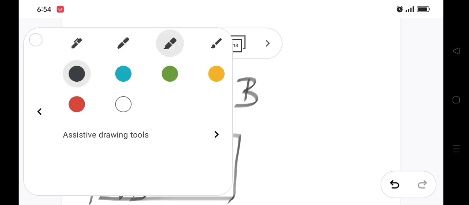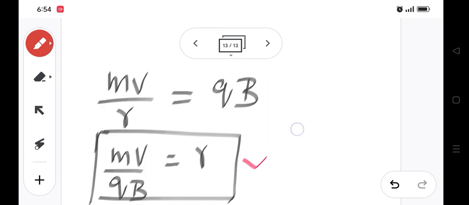It's a very important equation from this section, because so many questions were asked using this equation in many competitive examinations. This equation is that important, so please remember it.